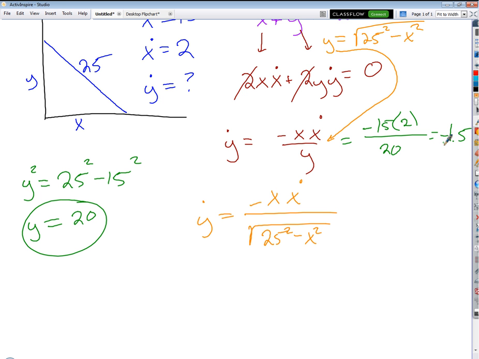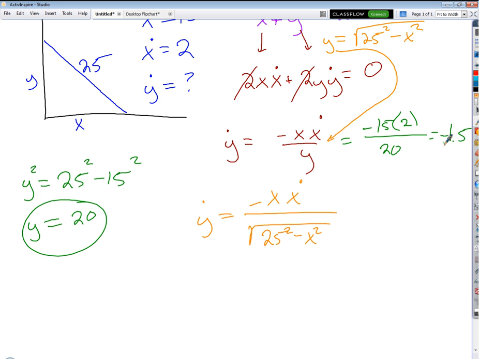Y dot is negative, but the way the question is asked, it just wants to know how fast it is moving down the wall. Well, it's moving down the wall at a rate of 1.5 feet per second. So it implies that it's negative. The fact that it's moving down tells us it's negative, but how negative is it? What's the speed?